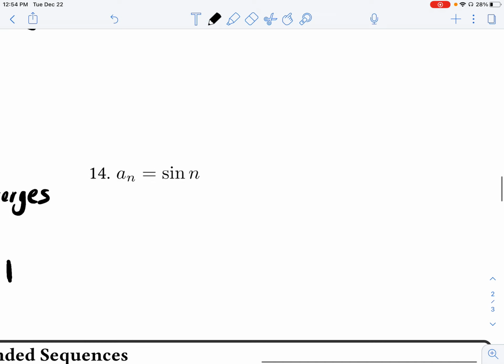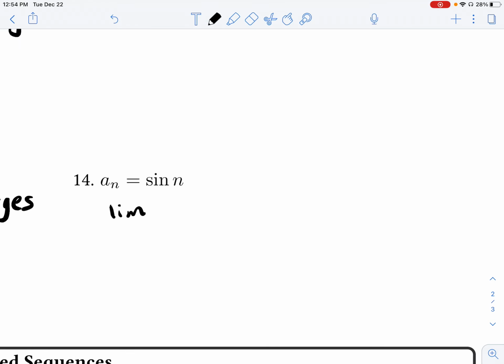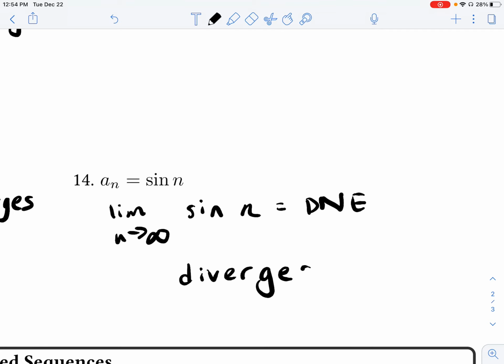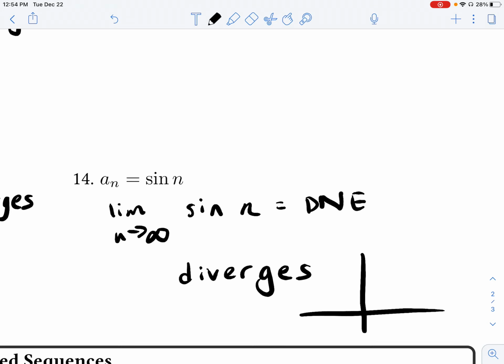All right, let's look at number 14 now. If you look at the limit of this as n approaches infinity, this is a pretty easy limit to evaluate, because if you look at the sine function as n approaches infinity, this limit simply does not exist. It's fairly straightforward, but I wanted to show you this because it's the first example we've had where the limit doesn't exist. Therefore, we would say that this sequence diverges. In other words, as the sine function continues on towards infinity, it doesn't ever settle in on a finite value.